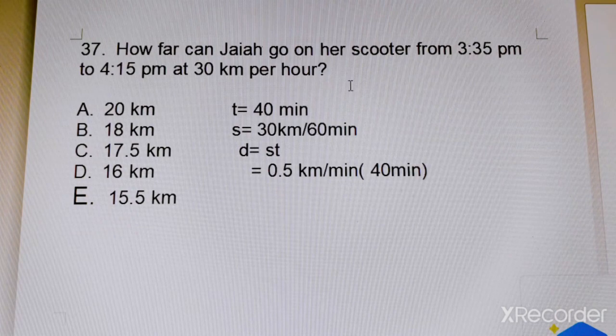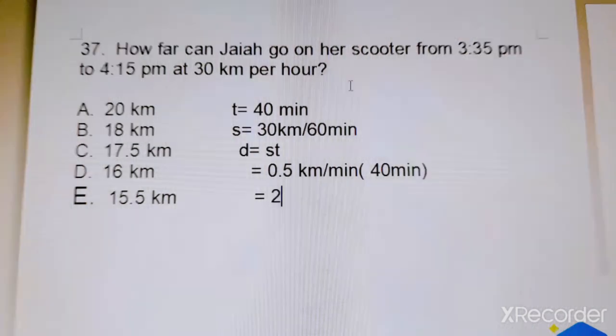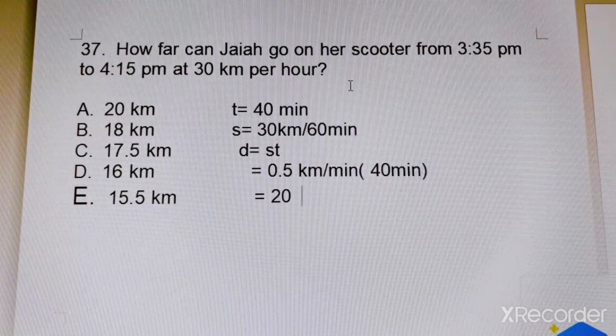So we can cancel out our minute unit. And what's left is the kilometer. So 0.5 kilometer times 40. So that's 1/2 of 40. That's 20 kilometers. So the correct answer is letter A.